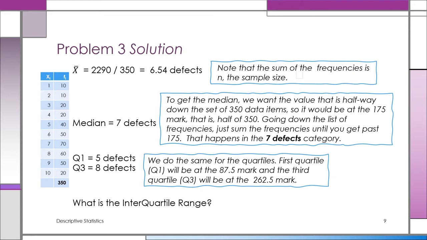If you want to check your answer, go backwards 175. We're starting now all the way at the bottom. 20 plus 50 is 70, plus 60 is 130. Again, we see we just go up a little bit, and somewhere in those sevens is our median. So the median is seven defects.